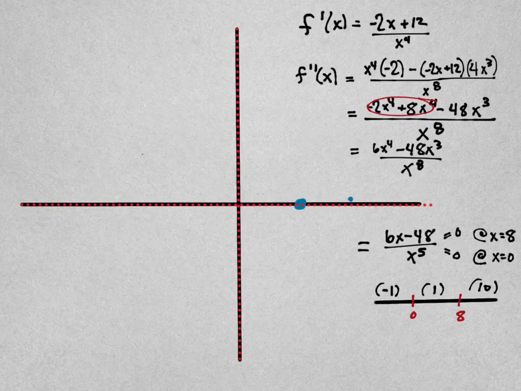The first one's positive. And feel free to just put it in your calculator too. If you don't want to reason through it, it's totally fine. The number 1 put in the bottom and the number 10, both of these are going to make the denominator positive. So whatever the numerator does is going to dominate here.